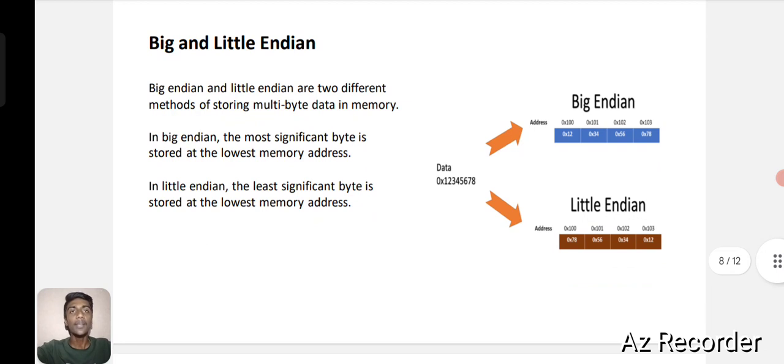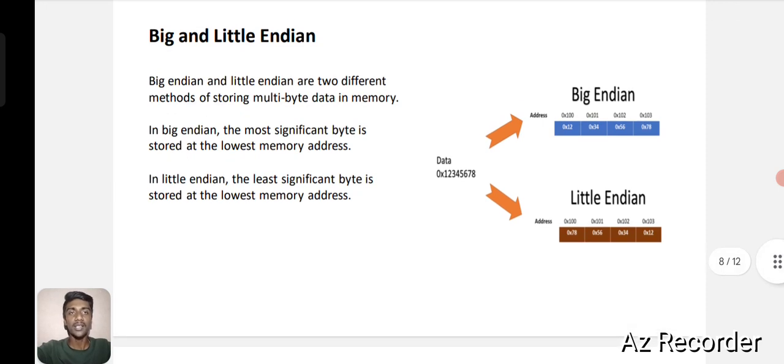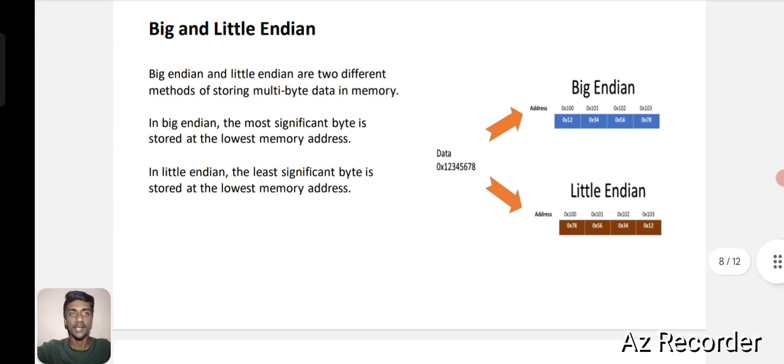The next slide is big and little endian. Big endian and little endian are two different methods of storing multi-byte data in memory. In big endian, the most significant byte is stored at the lowest memory address, and in little endian, the least significant byte is stored at the lowest memory address. Big endian and little endian.